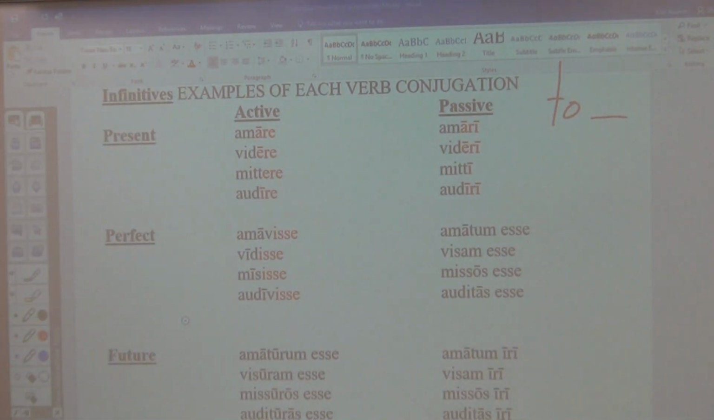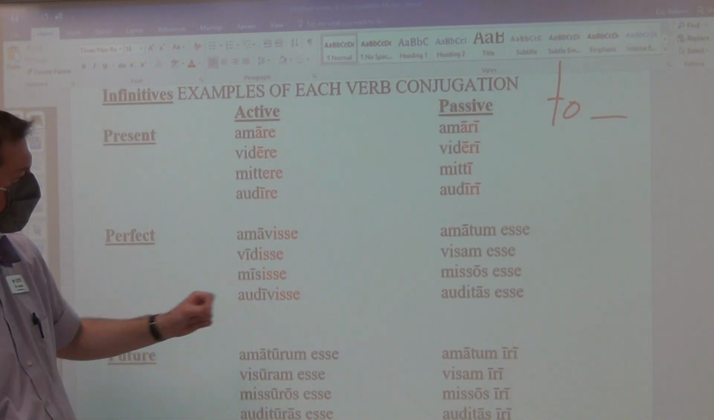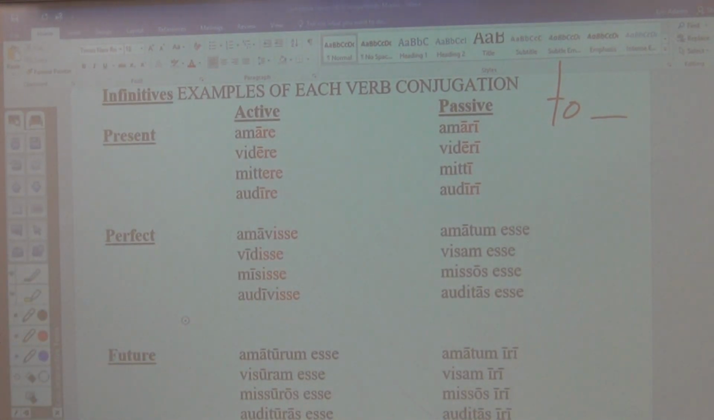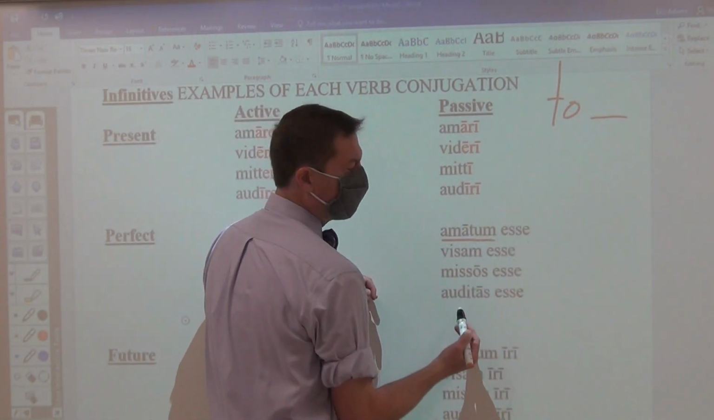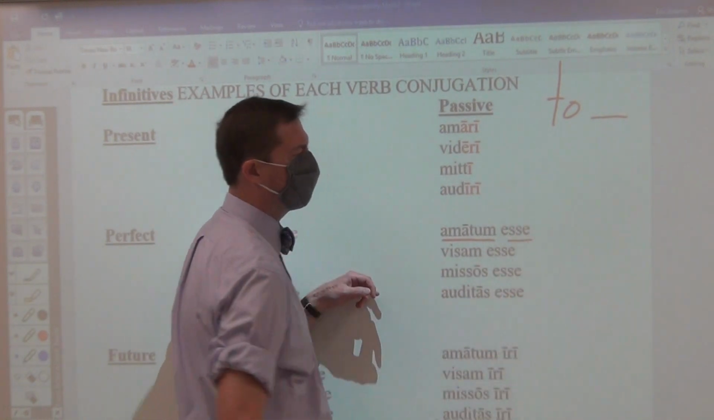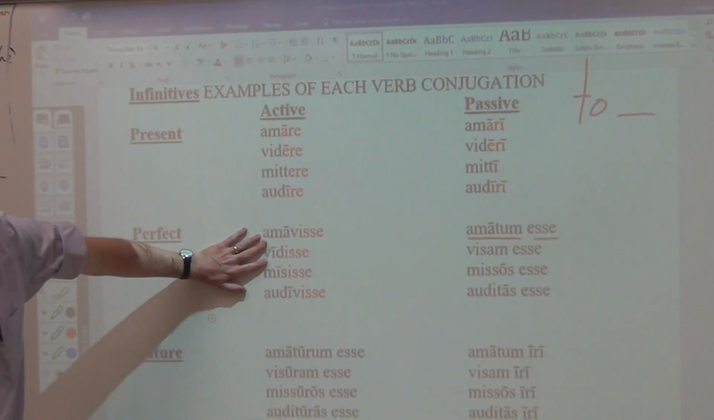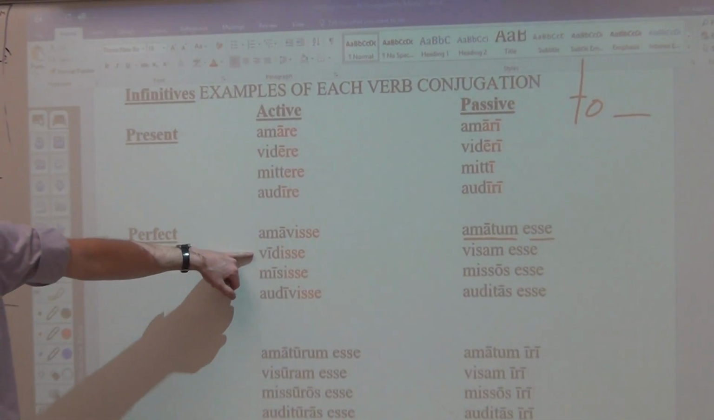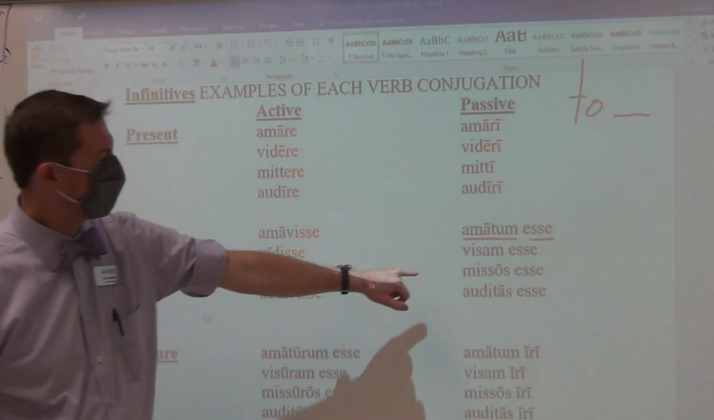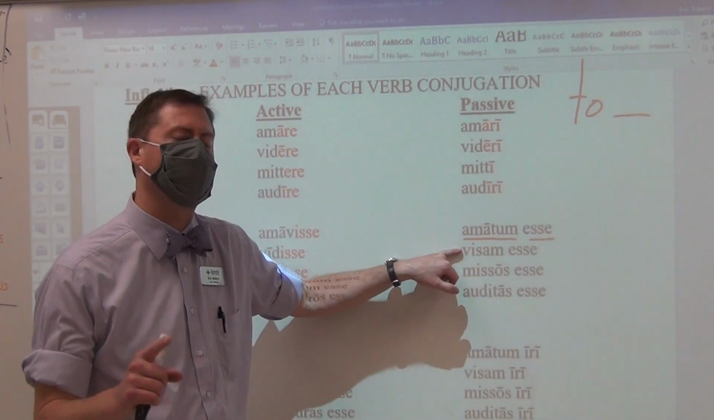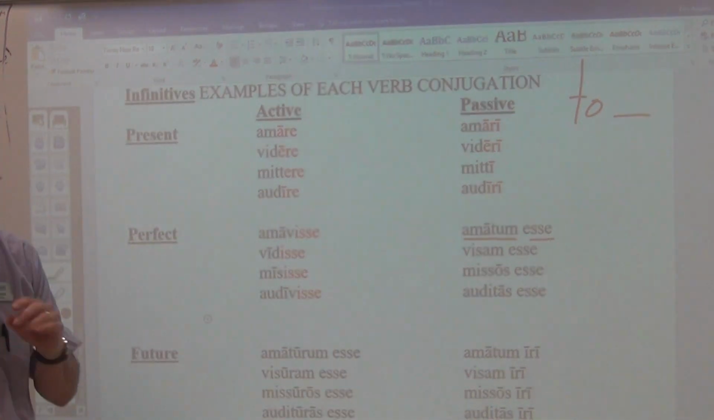Perfect active. You take the perfect stem, you see the V suffix or the elongated stem, and you add isse. Then for the perfect passive, it's a periphrastic: perfect passive participle plus a form of the verb to be, but since we are wanting an infinitive, you use the infinitive of the verb to be, esse. To have verbed. So, to have seen, to have sent, to have been seen or to have seemed, and to have been sent. As simple as that.